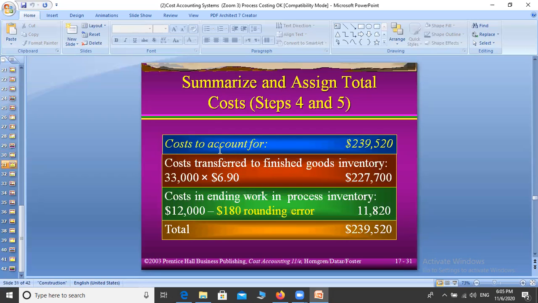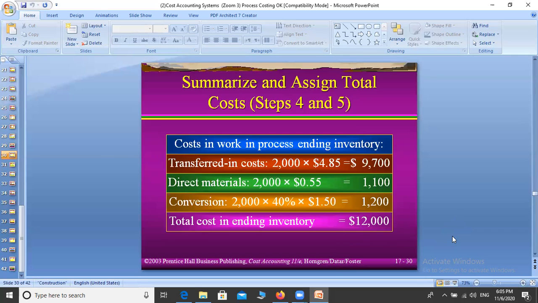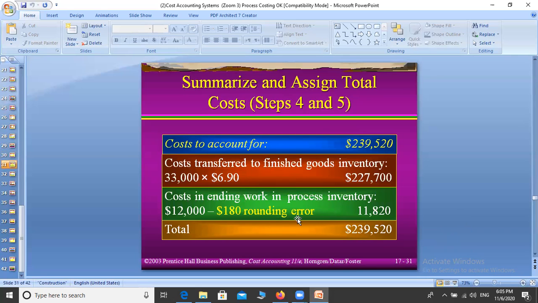Now, cost to account for. Cost transferred to finished goods inventory: 33,000 times 6.9, the sum of transferred in cost, direct material and conversion cost, gives 227,700. Cost in ending work in process inventory, $12,000 minus 180 for rounding error, gives 11,820. So he calculated it as 12,000, but here he approximated for the rounding figures. It doesn't matter, 11,820. Total 239,520.